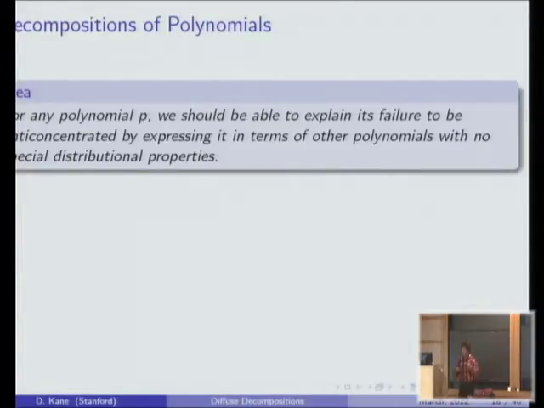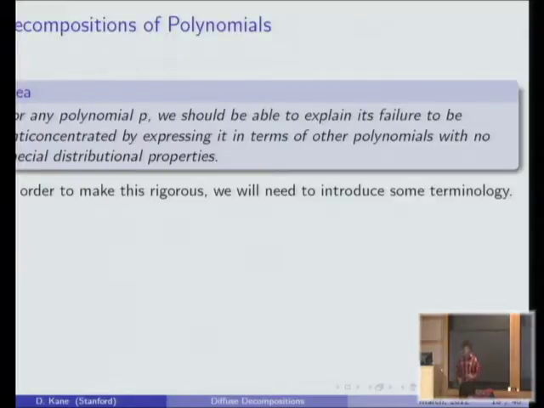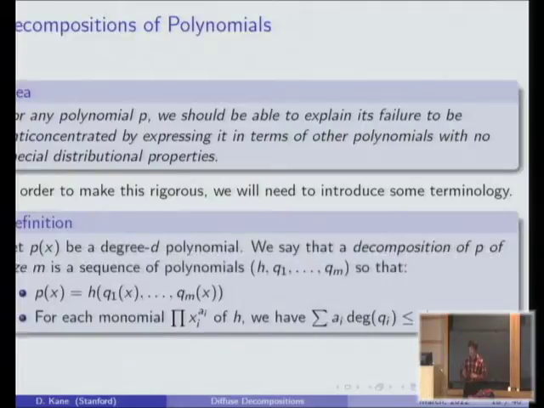Okay, so our basic idea is the following. For any polynomial p, we would like to be able to explain its failure to be as well anti-concentrated as we would like by expressing it in terms of some other polynomials that themselves don't have any special distributional properties, and in particular don't have any bad anti-concentration properties. Now, in order to make all of this rigorous, of course, we need to introduce some terminology to define what we mean here.